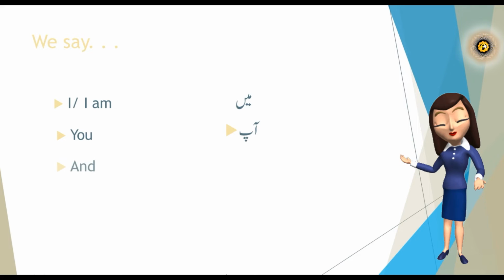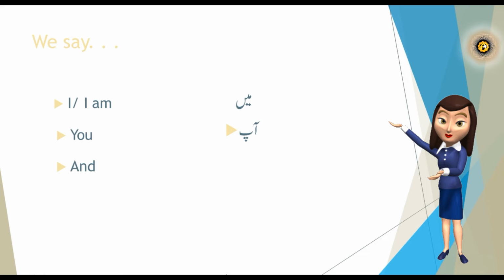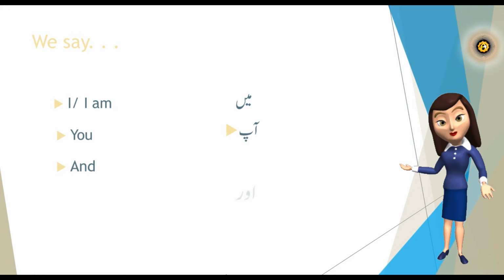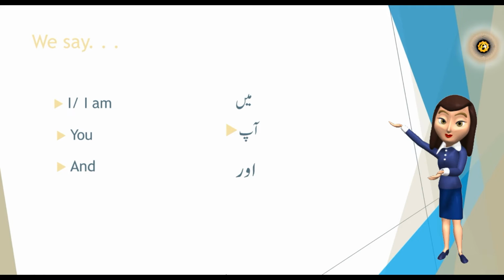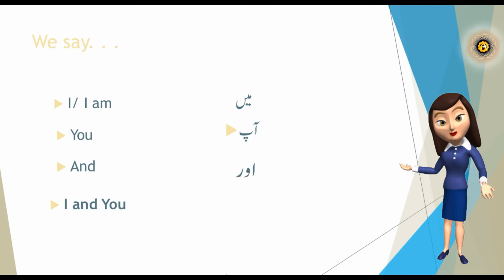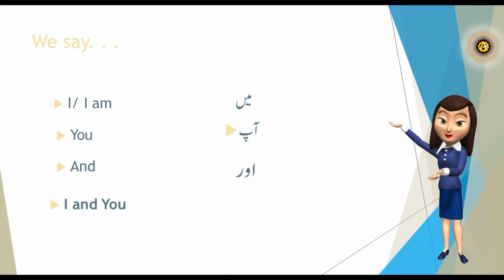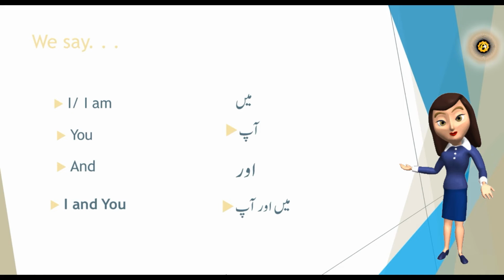Then in English we say and, in Urdu it is or. Then we say I and you, and in Urdu it is मैं or आप.